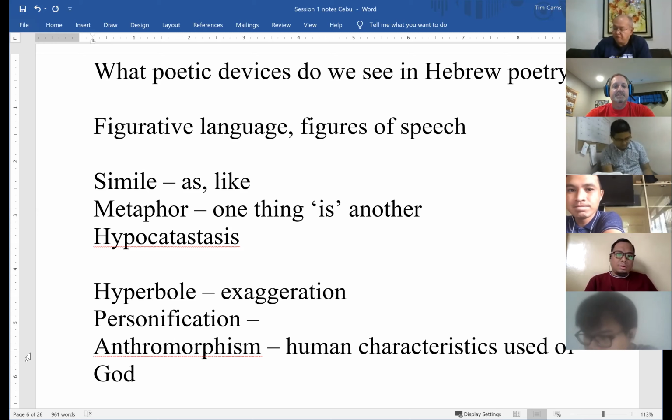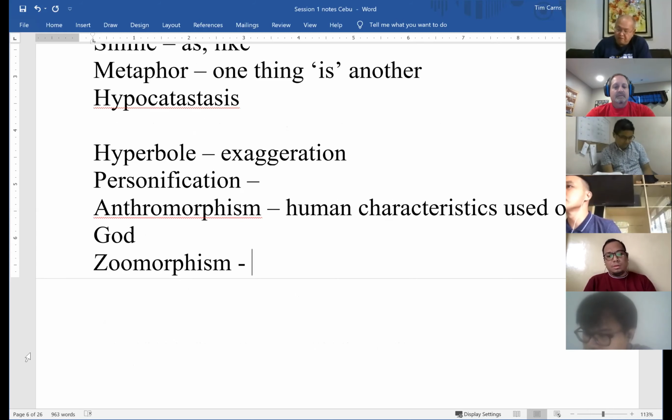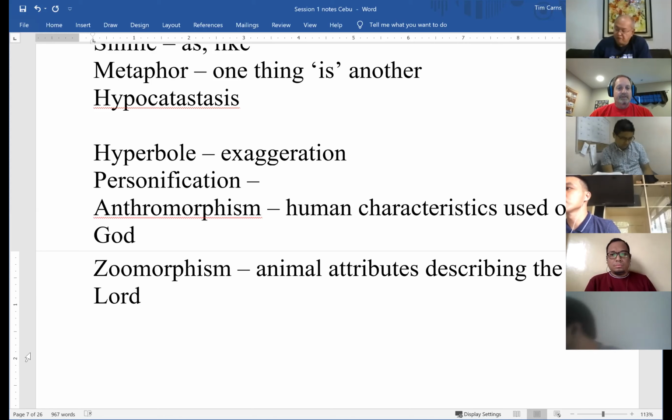There's another type, it's similar, called zoomorphism. What is that describing? Animal attributes are given to persons. Yeah, animal attributes, typically describing the Lord. So the wings of God or that kind of thing. But yeah, it can also be a human, he flew away. Well, humans don't fly, but it's sort of giving an animal characteristic or trait.